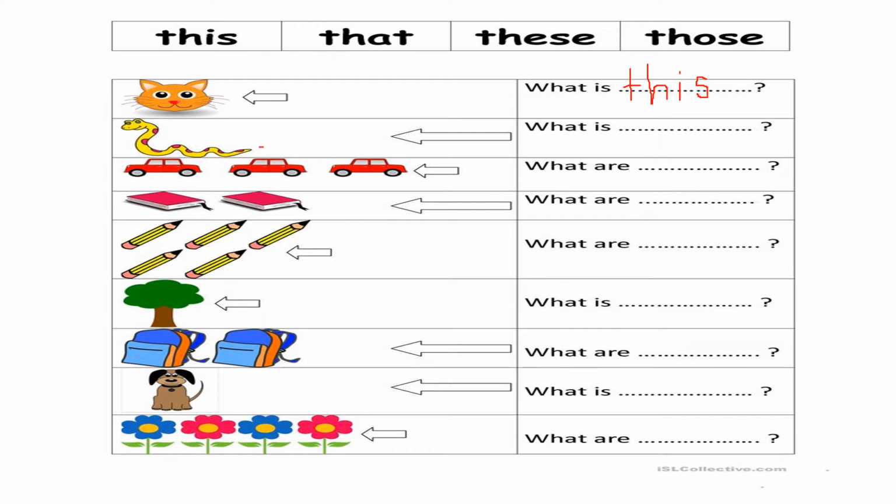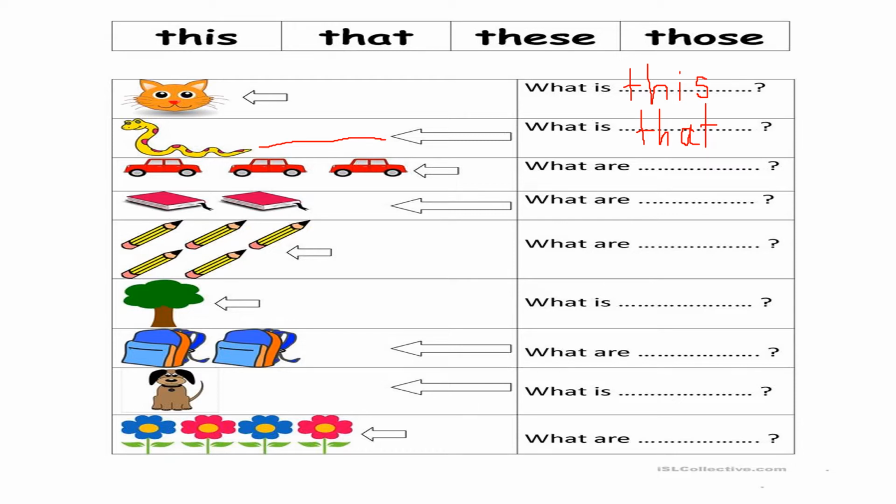But look at the snake. The snake is far away from the arrow. So we say, what is that? Yes, very good. You are very smart. What is that? Because it's far away. Now let's look at the cars.